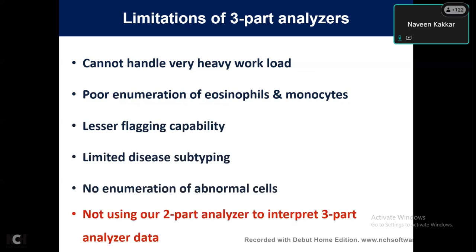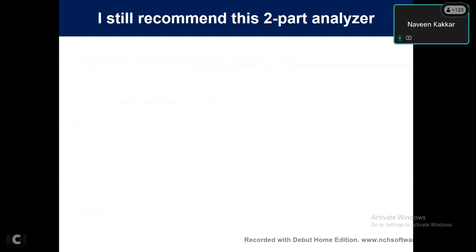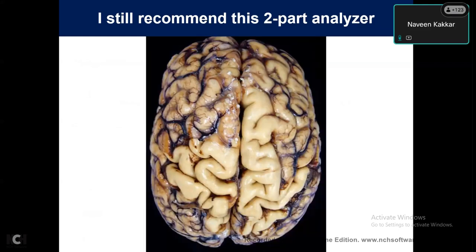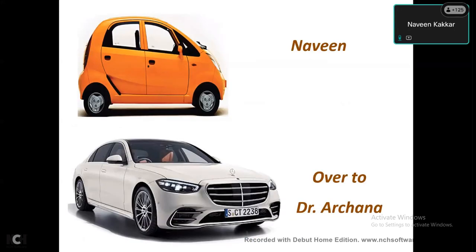And the most important part is, whether we have a 3-part or a 5-part, it does not matter, if we do not use our 2-part analyzer to interpret the 3-part analyzer data. So if you have a 3-part, it's good enough to sort out most daily problems. So this is the recommendation from me. Please use this 2-part analyzer to analyze any data or any histogram. The moment we forget this and depend on machines only, we are gone. So that was me with my Nano. Over to Dr. Archana with his Mercedes. Thank you so much.